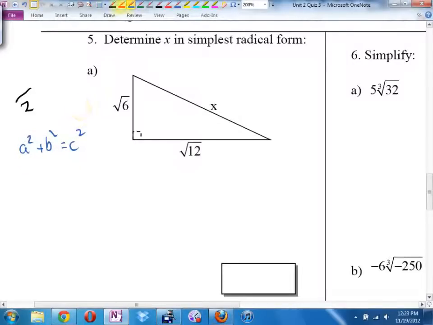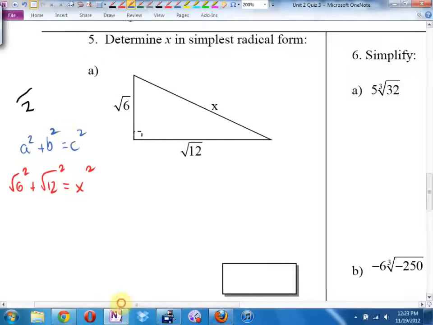Marcus, my friend, what has to go there always? Not the x. What has to go there always? The hypotenuse, which may be an x. It is in this case, but it might not be. You might know the hypotenuse. The x doesn't always go by itself. Let's see. This is going to be x squared, and this is going to be root 6 squared plus root 12 squared. And I'm going to make that look like a squared up there a little better.